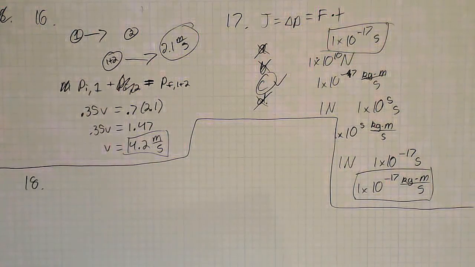The next question is question 18, which is an astronaut with a mass of 70 kilograms is outside the capsule when the tether breaks. How about the capsule? Typo on the worksheet.